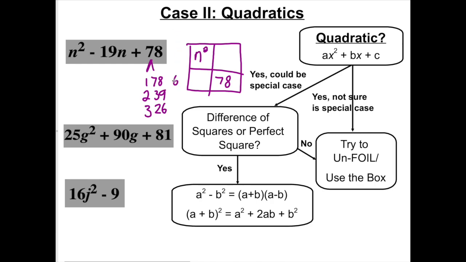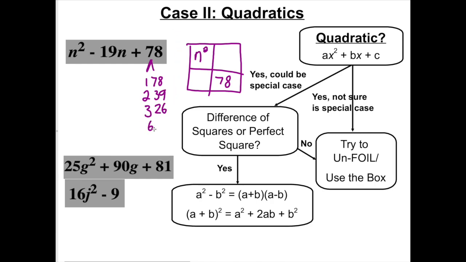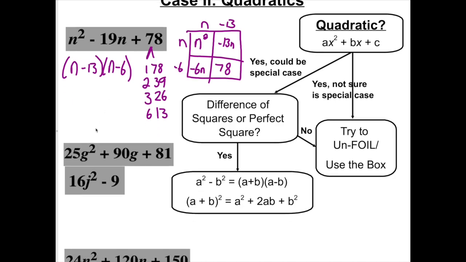I'll just move that away so we don't get confused there. Okay, 6 times what is 78? 13. And I think I've got my answer. So notice that -6 and -13, when I plug them in, I get -13 times n for -13n, and then -6 times n for -6n. So I get n squared minus 19n plus 78. And so I would factor this as n minus 13, n minus 6. Okay, that's our standard factoring.